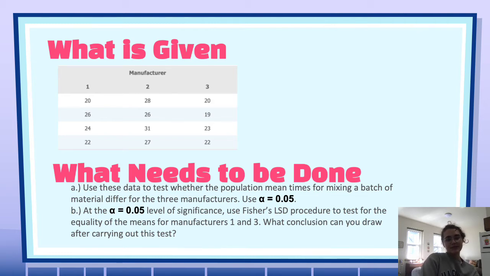So what needs to be done from us is, for part A, we need to use this data to test whether the population mean times for mixing a batch of material differ for the 3 manufacturers using alpha equals 0.05. And for part B, we need to determine at the alpha equals 0.05 level of significance, use Fisher's LSD procedure to test for the equality of the means for manufacturers 1 and 3. What conclusion can you draw after carrying out this test?